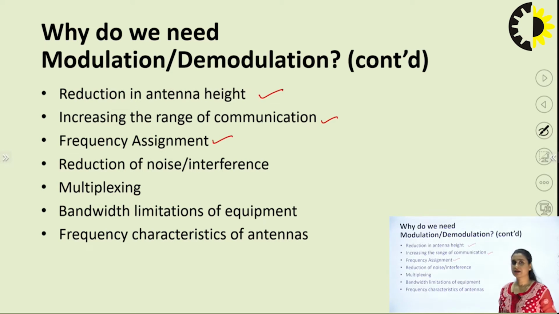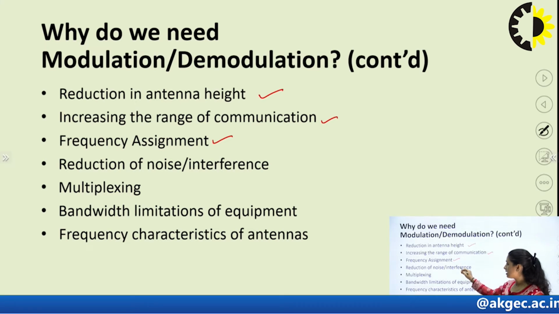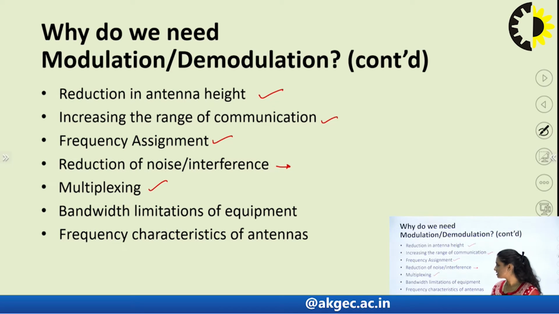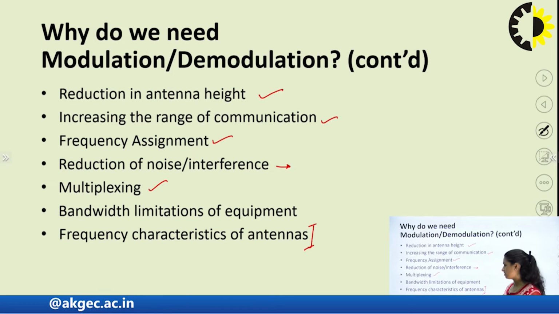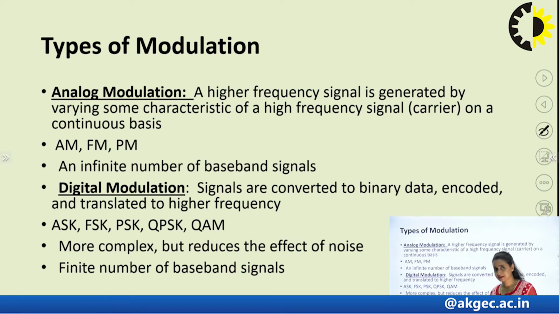Frequency assignment: we shift our frequency to some other level, so we assign it a new level. Reduction of noise or interference, true. Multiplexing becomes easier, bandwidth limitations of equipment are resolved, and the frequency characteristics of the antenna are handled in a better way. So these are the needs of modulation that I have already explained. Then, when we vary a characteristic of my carrier wave with respect to my message signal, which characteristic I vary will decide which kind of modulation I am talking about.